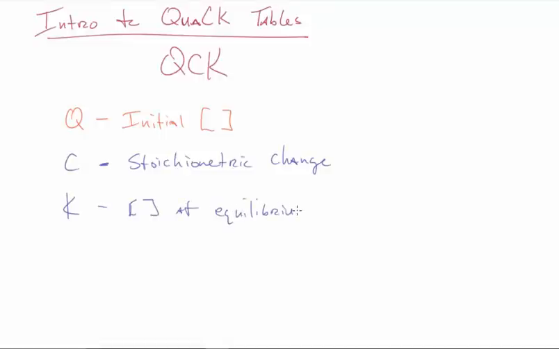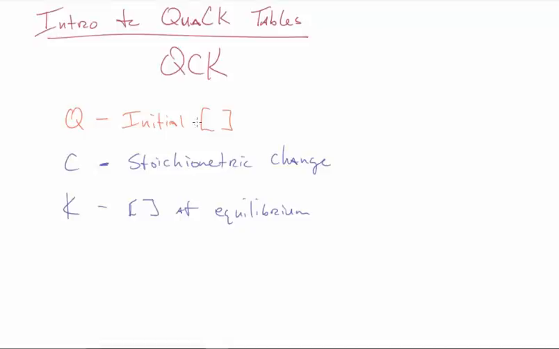Now, there are other things like pressures, partial pressures that we can use in QuaCK tables, but in PreAP, we're going to stick primarily to using concentrations. So understand Q is my initial concentration, C is my stoichiometric change, K are my values at equilibrium. Now we have a tool in our belt: if we're given some values that are not equilibrium concentrations, we have a basic setup and approach to calculating what those values are going to become when they do reach equilibrium.